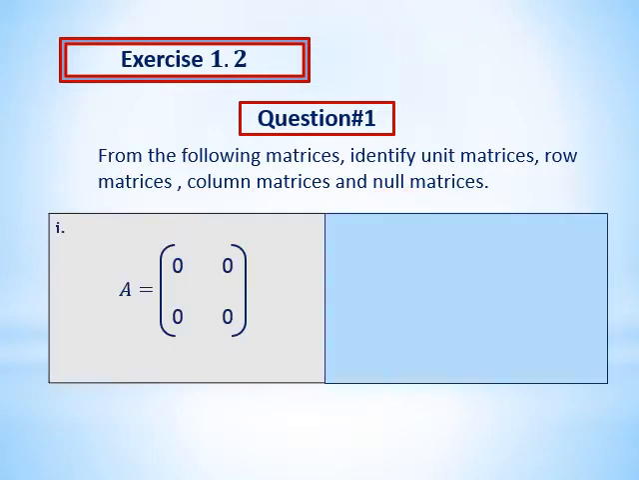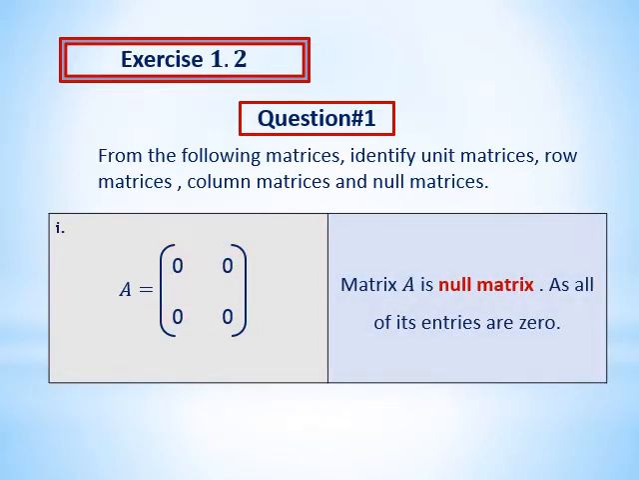Look at the first part of question number 1. Matrix A is given, and its entries are 0, 0, 0, and 0. All entries are 0. So matrix A is a null matrix, as all of its entries are 0, and we are familiar with the definition that a null matrix is a matrix in which all the entries are 0. So matrix A is a null matrix.